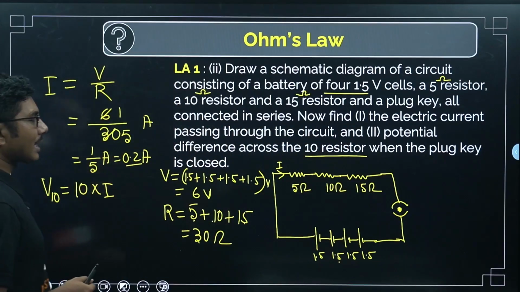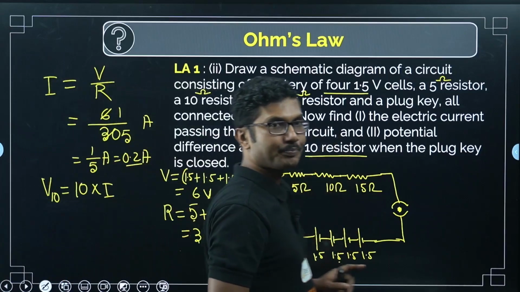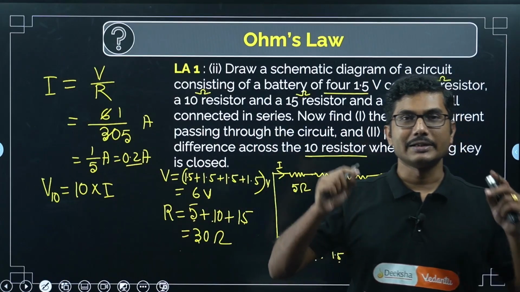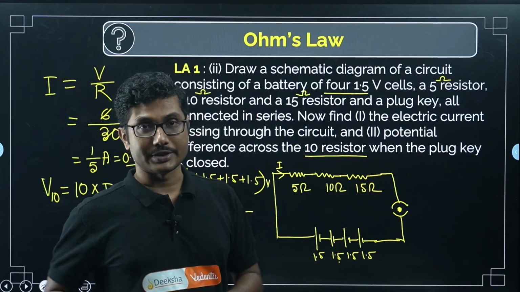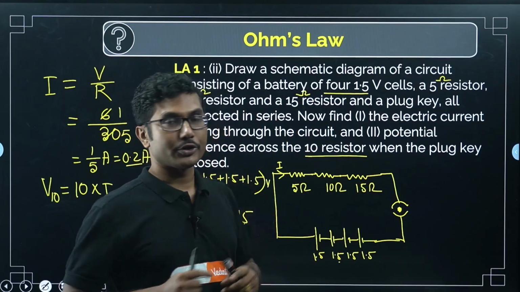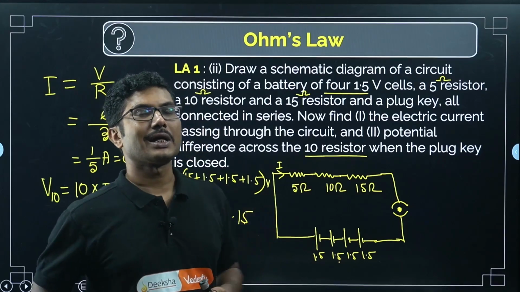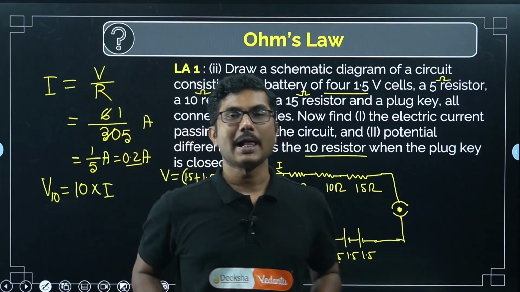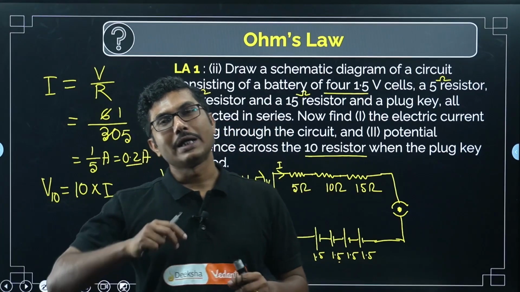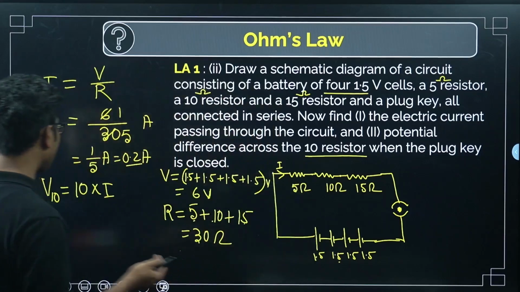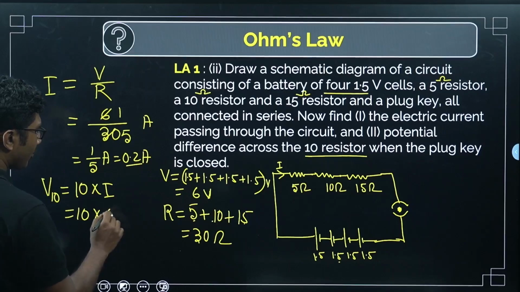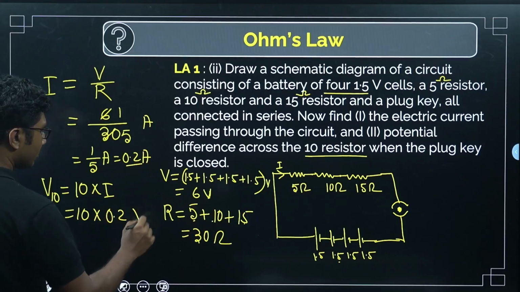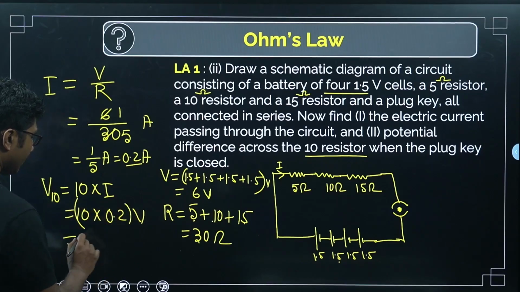So when we are considering the entire circuit, we will consider the equivalent resistance. We will consider equivalent potentials. But when we are considering any single part, if we know the current, we can still find the potential difference by using this formula. So 10 times 0.2 volts, unit is volts, so it will be 2 volts.